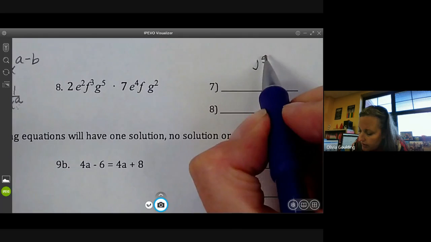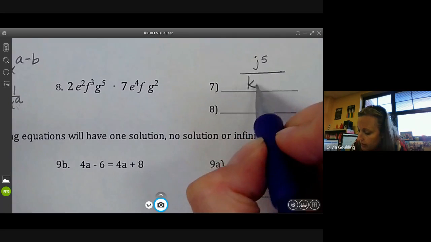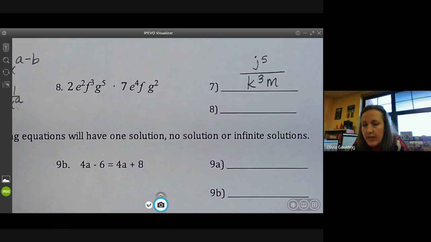j to the 5th over k to the third m. Okay, so that's my answer for number 7. So now let's look at number 8.